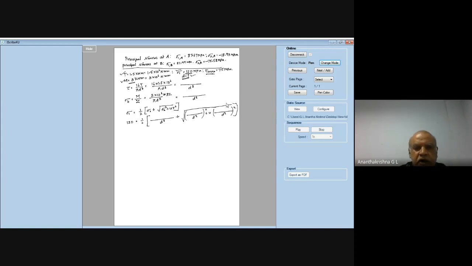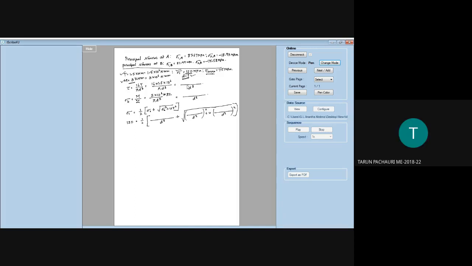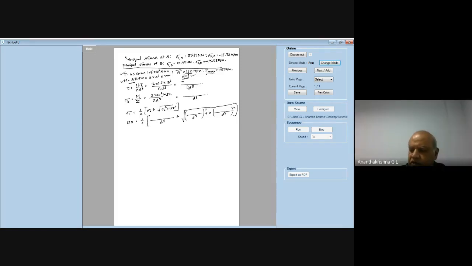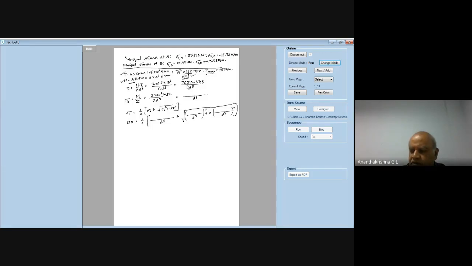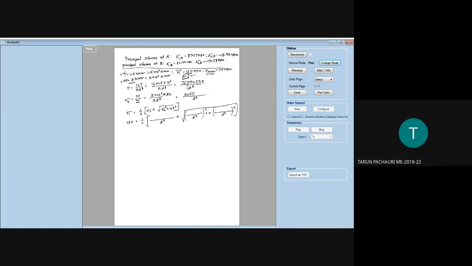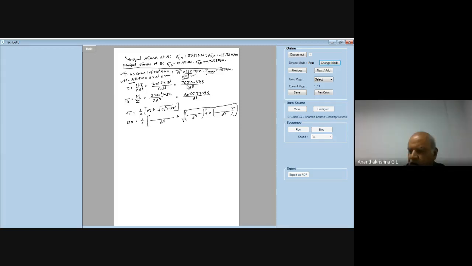Someone give me the numerator value of shear stress and the numerator value of bending stress. 7639437.3, correct? Yes, sir. And bending stress? 3055774 9.1. Okay, that's the value of bending stress.